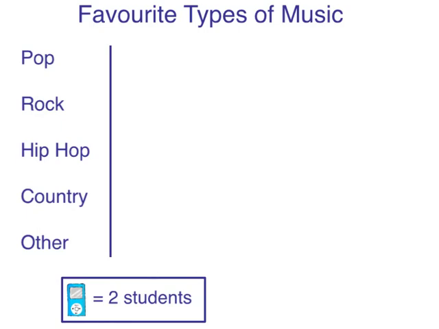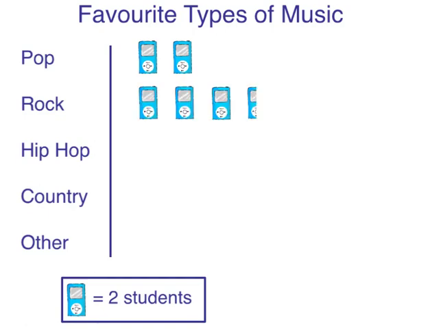So he went back to his survey and saw that 4 people chose pop. That would mean that he would have to put 2 MP3 players to represent 4 people. Just like that. 7 people chose rock, so he would have to put down 3 MP3 players for 6 people, but then to show the 7th person, he can use a half symbol, or half of an MP3 player, to show 1 additional person, like this. So 3 full symbols and 1 half symbol represents 7 people.